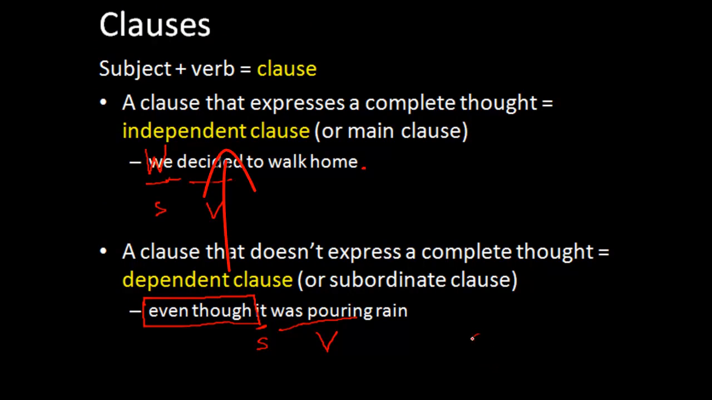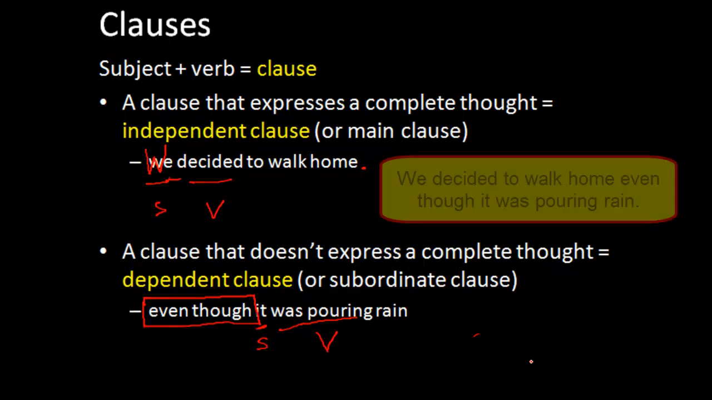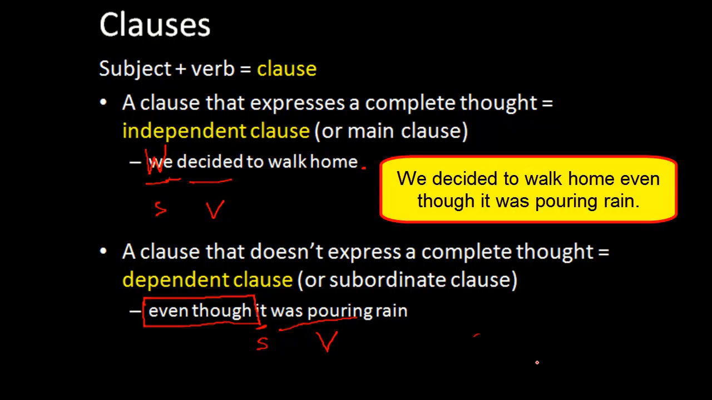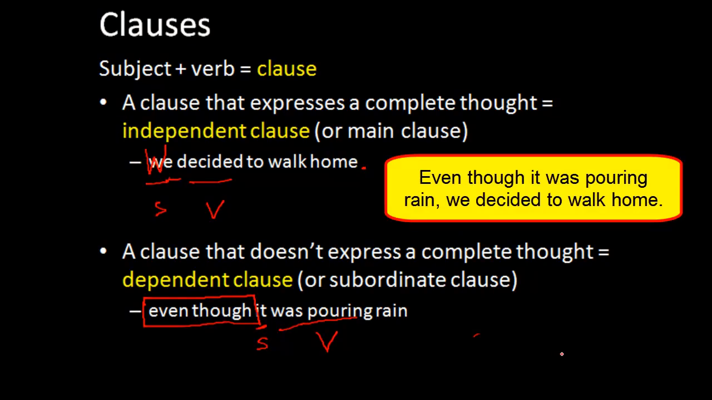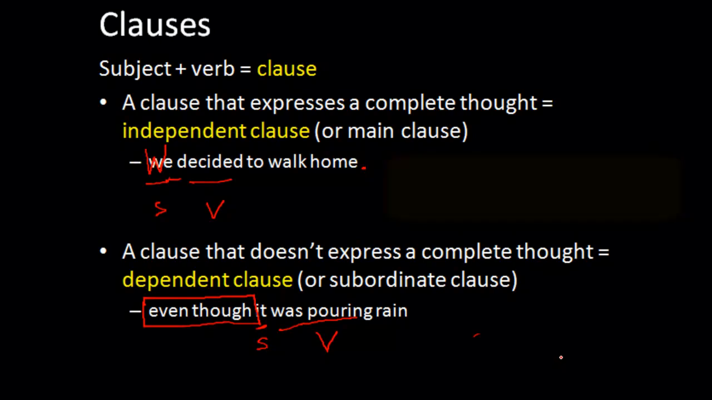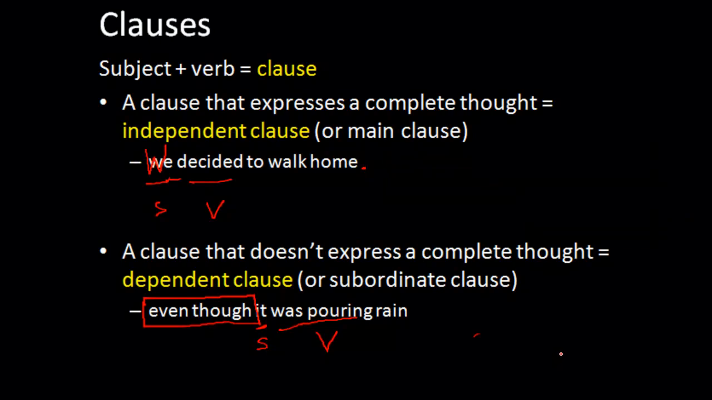So in my example, we decided to walk home is the independent clause. I could connect that to this dependent clause like so. We decided to walk home even though it was pouring rain. Or I could say, even though it was pouring rain, we decided to walk home. And that way the dependent clause would be functioning within a complete sentence because it has become attached to an independent clause.